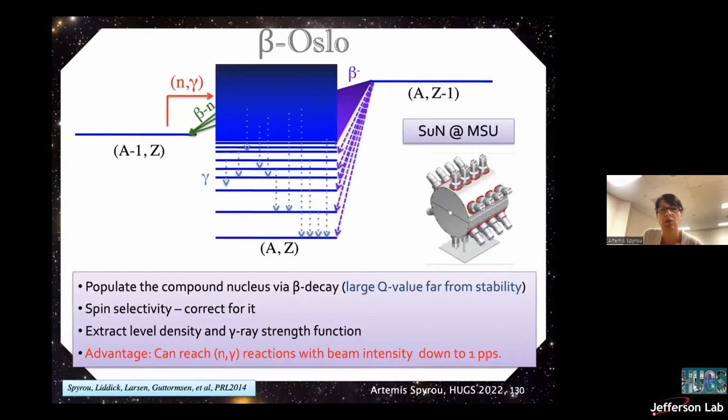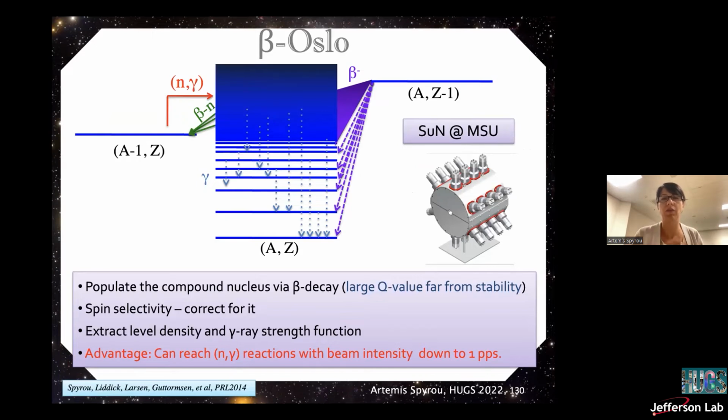I'm not going to go into a lot of details, but this shows you how we think about things. So again, this is the nucleus. You can come to it from this side through some kind of a reaction. We do it through beta decay, because of the advantage of beta decay, it's actually for anyone who is doing reactions.